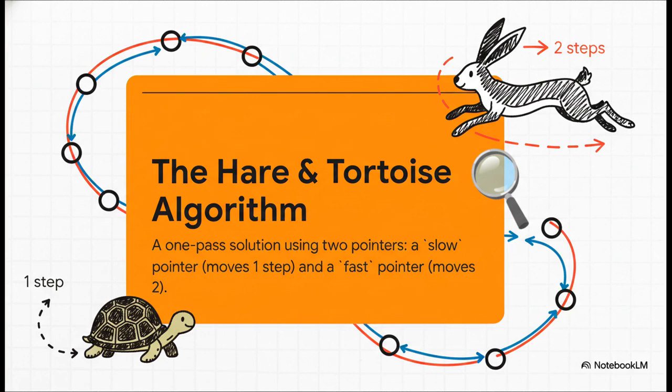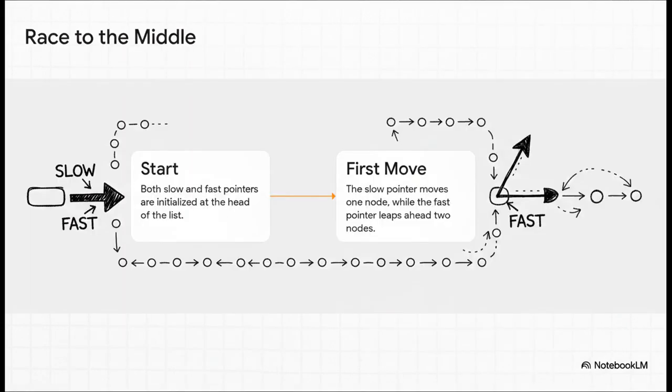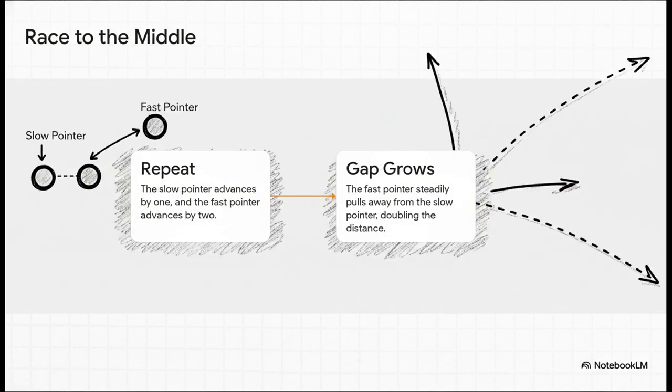Get this. Instead of one pointer, we're going to use 2. We'll have a slow pointer, our tortoise, that moves just one step at a time. And we'll have a fast pointer, our hare, that leaps 2 steps at a time. Okay, let's watch it in action. So, at the starting line, both the slow and fast pointers are right at the head of the list. And they're off. In the first step, the slow pointer plods ahead 1 node, while the fast pointer jumps ahead 2. And this process just keeps repeating. Every single time the slow pointer takes 1 step, the fast pointer takes 2. You can already see the gap between them is growing. The fast pointer is literally racing ahead.